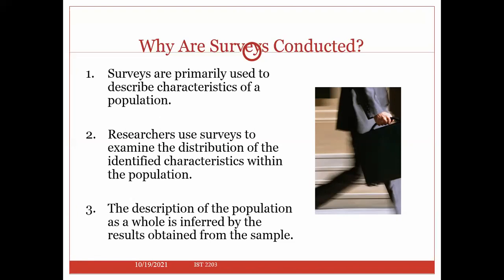The description of the population is inferred by the results obtained from the sample, meaning that you study a small part. If you want to study Uganda, you won't collect data from the whole of Uganda. You collect some, and then you infer about Uganda from this data.